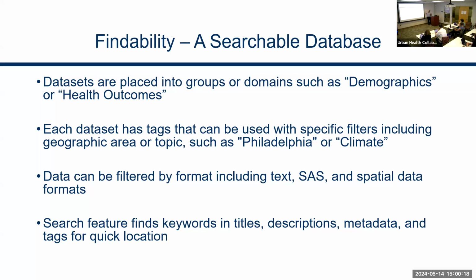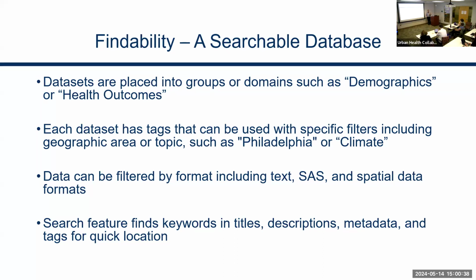So when we upload a data resource, one of the first things it helps us do is organize the data into groups and domains. We can take things like demographics or health outcomes, and you can click that, and it will bring you all of the data that we have on health outcomes that's currently up on the data portal, and you can browse it and find the one that you want.